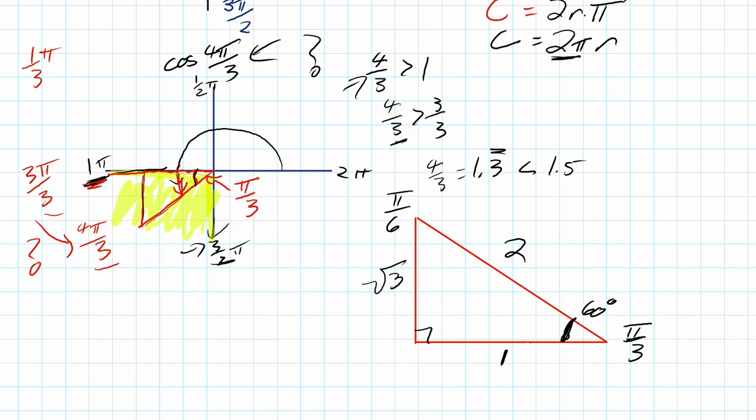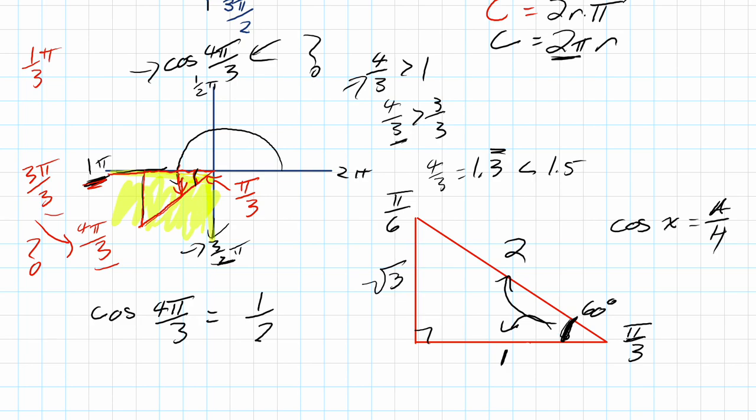We've drawn the triangle. What's the relationship? What's the ratio? Well, we're talking about cos. Cos, if we remember, cos x, or theta, whatever you want to call it, is equal to adjacent over hypotenuse. So my adjacent side is 1, and my hypotenuse is 2. So it turns out that cos 4 pi over 3 is the equivalent of working at this angle here, and it is the adjacent, so 1 over 2.